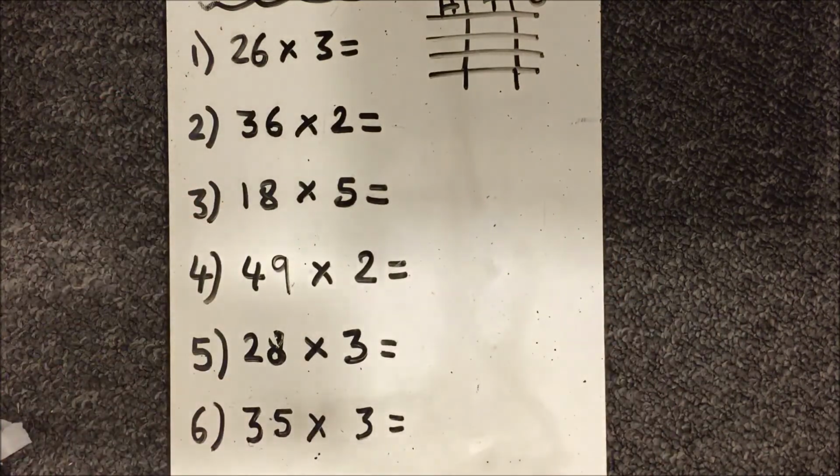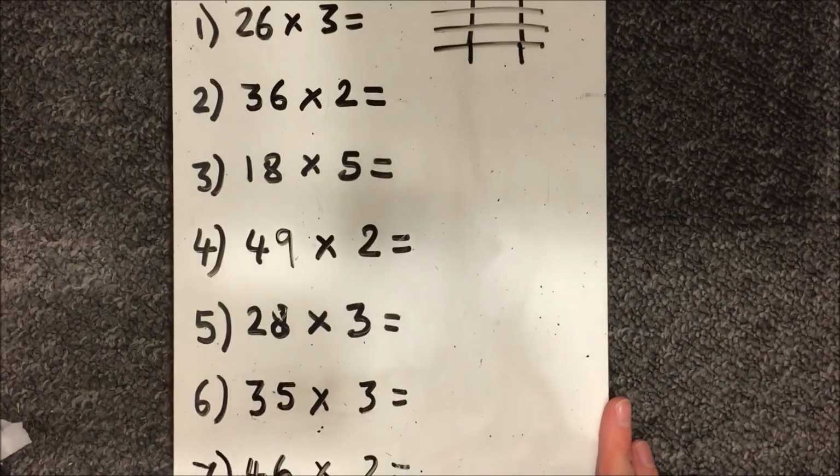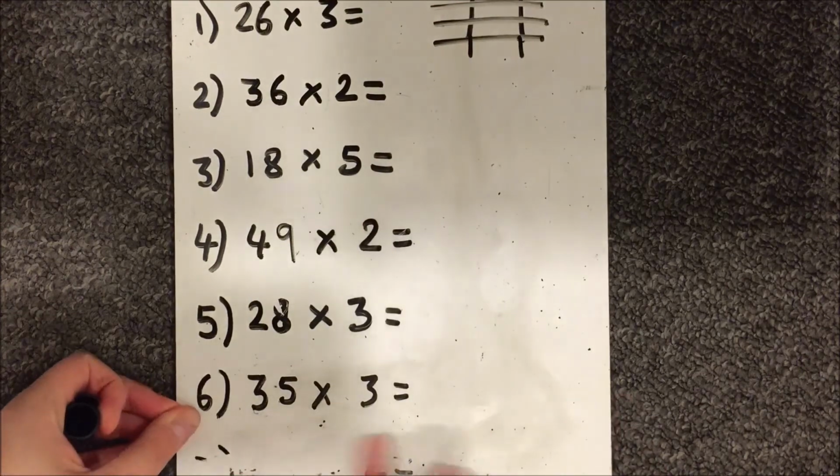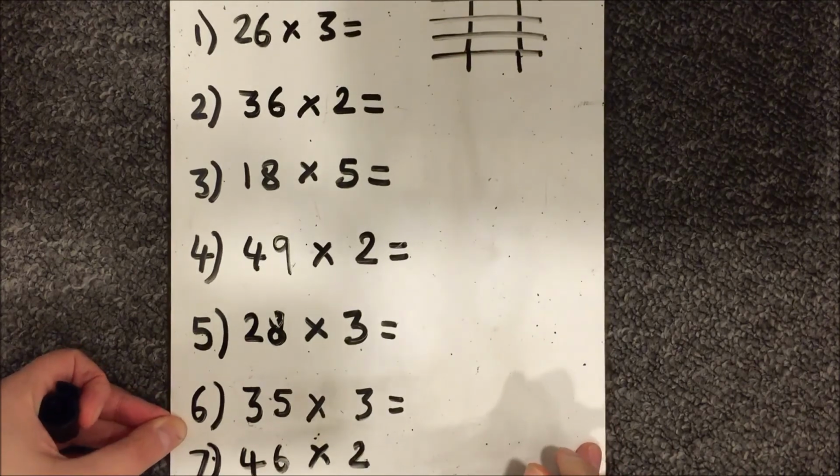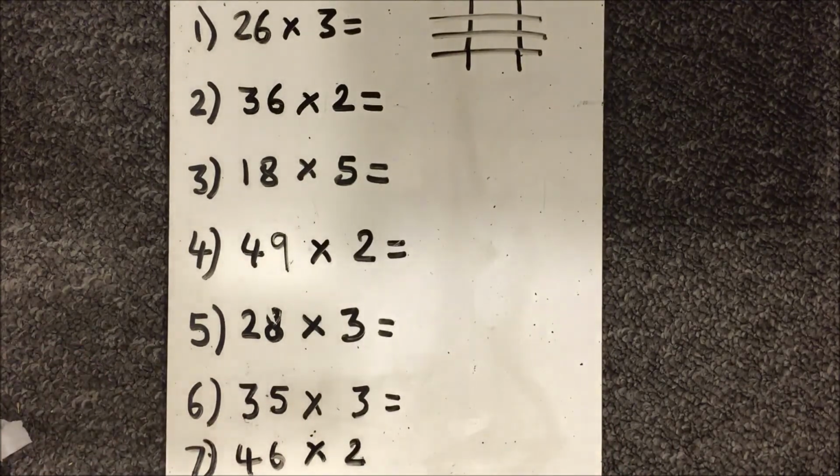Got it? So there's no worksheet today, you're just doing these number sentences. This one says 46 times 2. Let's make sure you can see all of them. Got them? I have uploaded some squared paper if you would like to do it on those. Otherwise, just do it on a piece of paper or a whiteboard.